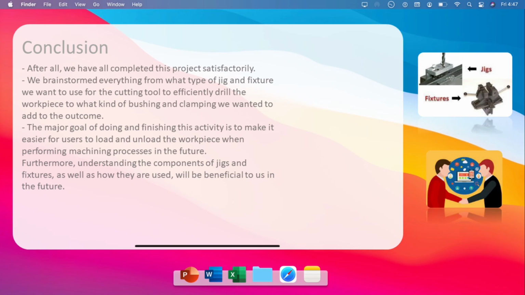Our lecturer suggested that we increase the number of components in this project from 4 to 30, and we were able to do it successfully. The main goal of doing and finishing this activity is to make it easier for users to load and unload the workpiece when performing machining processes in the future. Furthermore, understanding the components of jigs and fixtures, as well as how they are used, will be beneficial to us in the future.